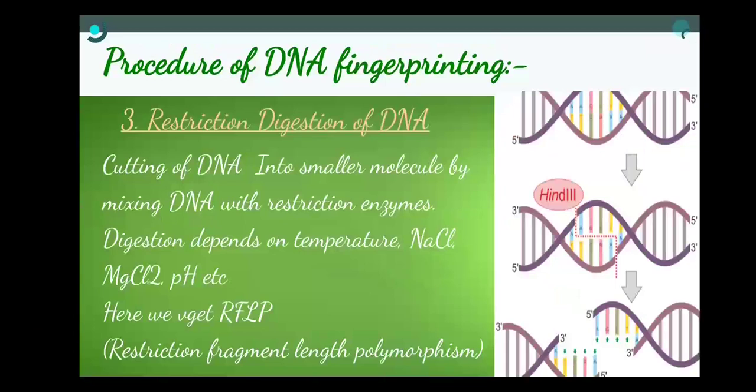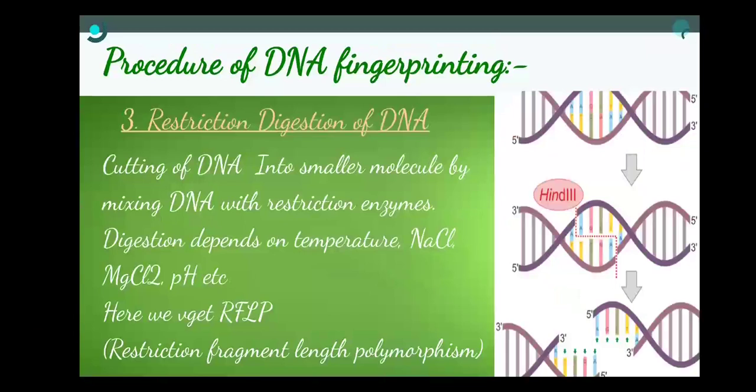It is an endonuclease enzyme which cuts at a specific position that we can see in the picture, that is between A and A on both sides, and after cutting it breaks down into smaller segments. Okay, and this restriction enzyme depends on the temperature, NaCl concentration, MgCl2 concentration, and the pH of the medium in which we dissolve this endonuclease enzyme. Here after cutting we get RFLP.